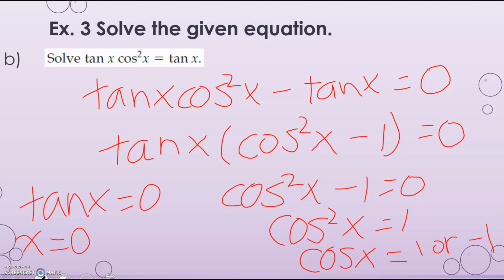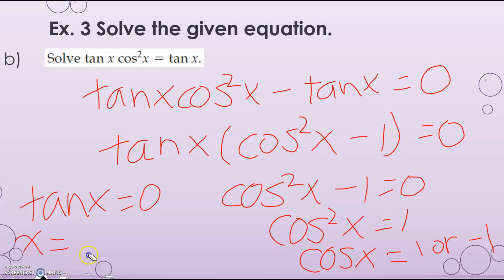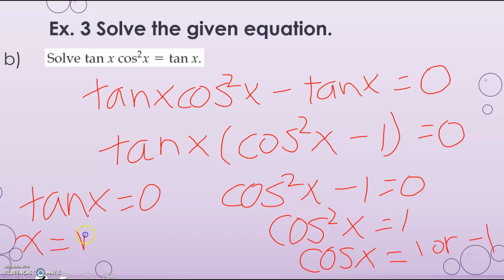Do we see a pattern now? We're talking about multiples of pi. So let me go back and erase this. And we're going to write, it is n pi, n is an element of integers. Okay, so that gives me all the solutions for x values where the tangent of that angle will give me 0. Now let's come back to the cosine portion.